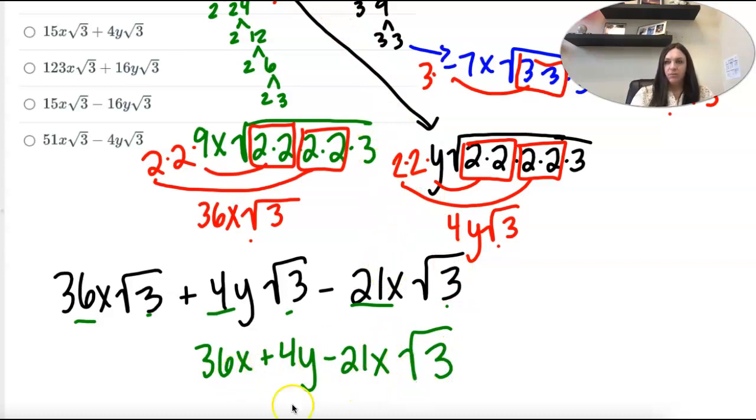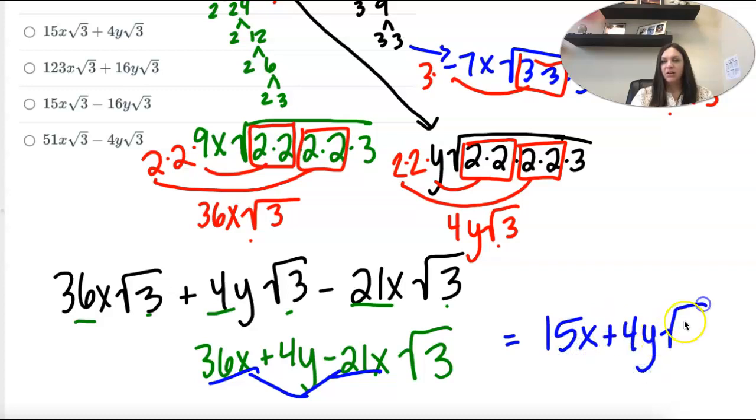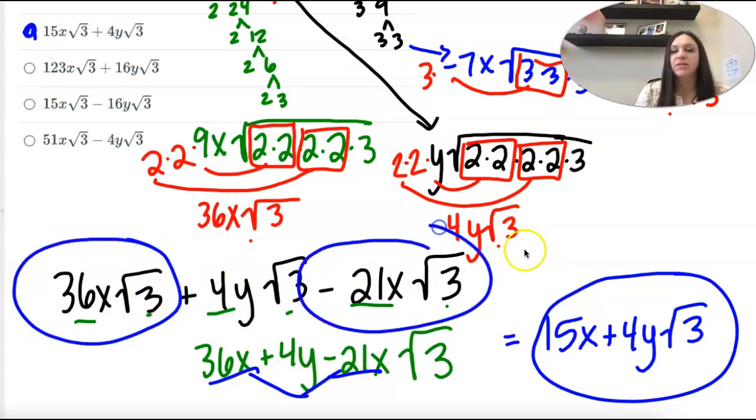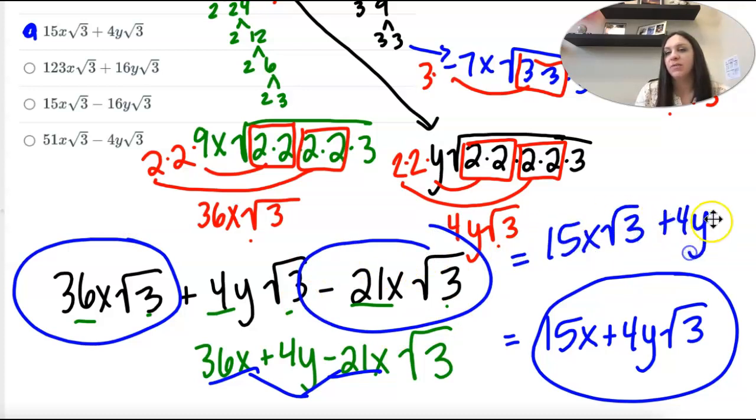Okay, we're almost done. We can combine like terms. 36x minus 21x is 15x, and then you can't combine that with a y, so it stays separate. Square root of 3. Oh, I see what they did. They kept the x's separate. It would be this one. So right here we could have just combined these x's, which is what we did. 15x square root of 3 plus 4y square root of 3. That works too.